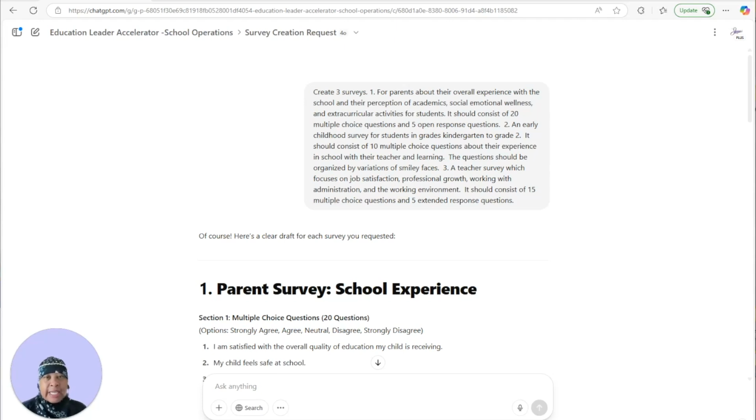And that's because at that age, some kids have not learned how to read or write yet, although you would think some should by first or second grade, but it's not necessarily the case. So I've asked it to create smiley faces as opposed to something where they would have to read. Additionally, the teachers would have to read those questions and kind of explain it as well.